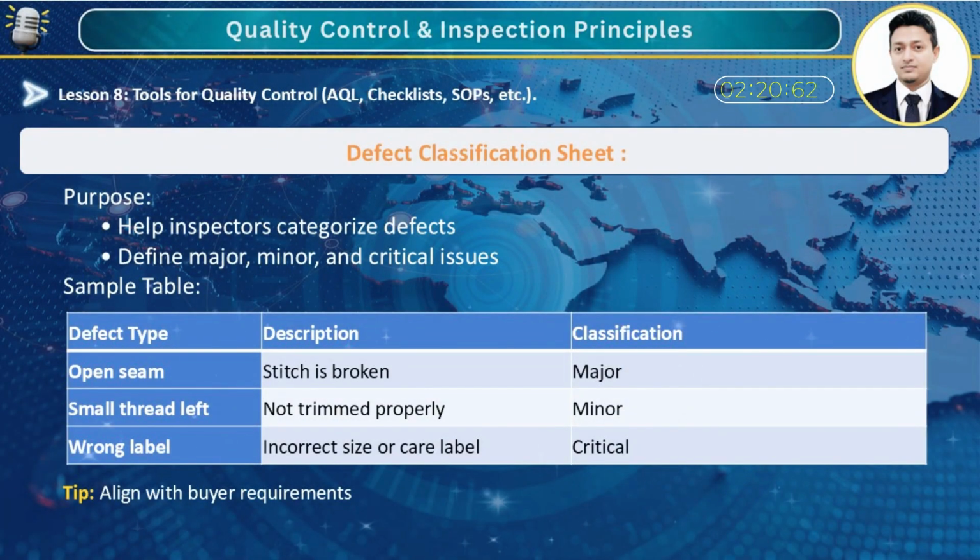Defect classification sheet. Its purpose is to help inspectors categorize defects and define them as major, minor, or critical. Here's a sample. Open seam, stitch is broken, that's a major defect. Small thread left, not trimmed properly, minor defect. Wrong label, incorrect size or care label, critical defect. Tip: always align your defect classifications with buyer requirements.